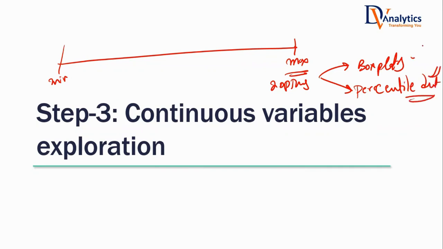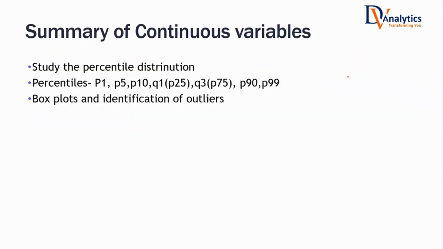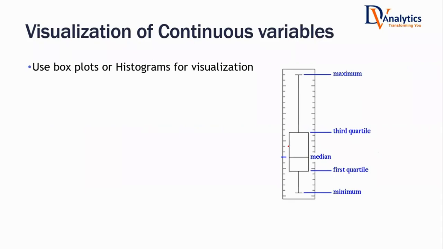This is the best way of doing it. This is the alternative option. Even a histogram will give you a good idea. Okay, but these two will give you perfect answers. So for the continuous variables, we use box plots or histograms for visualization.